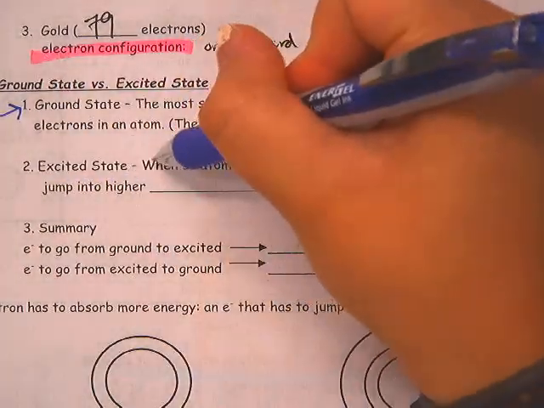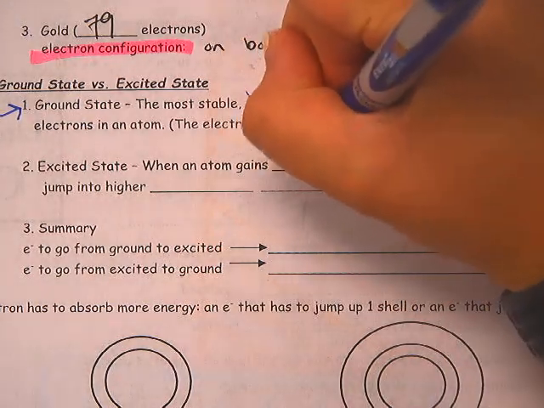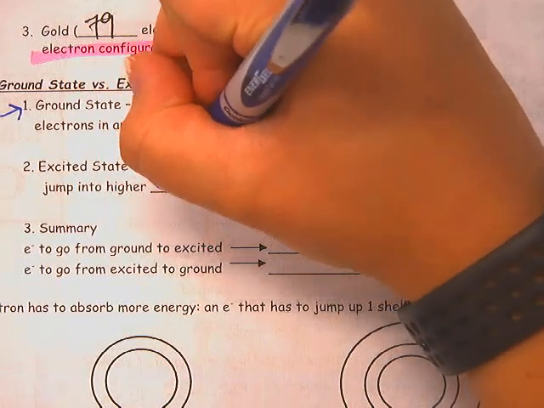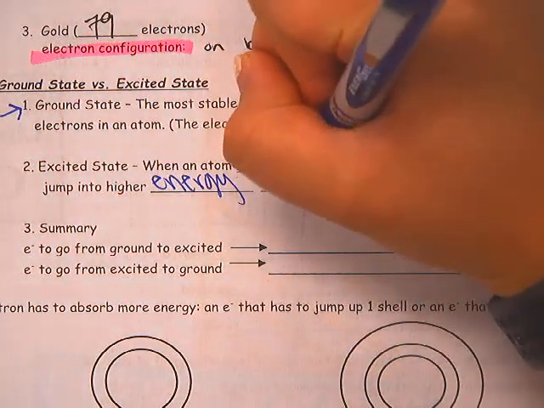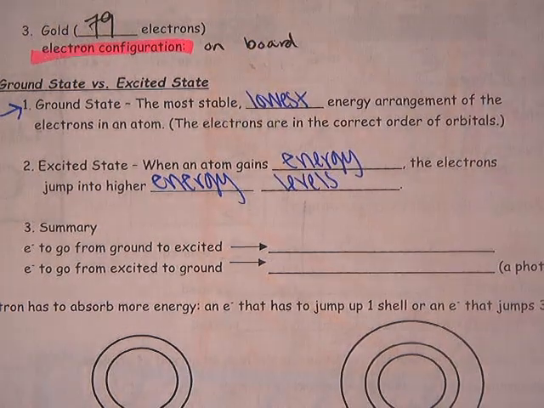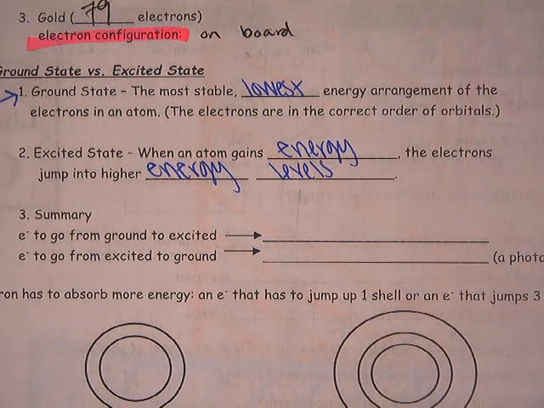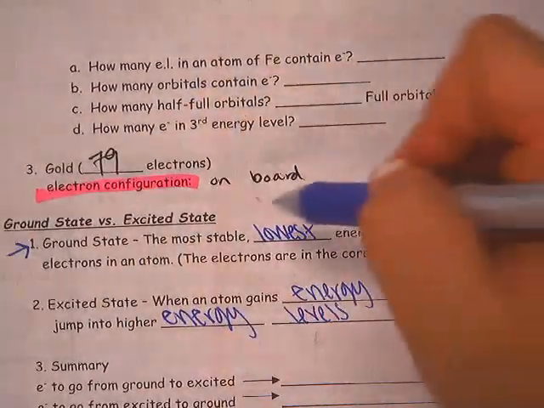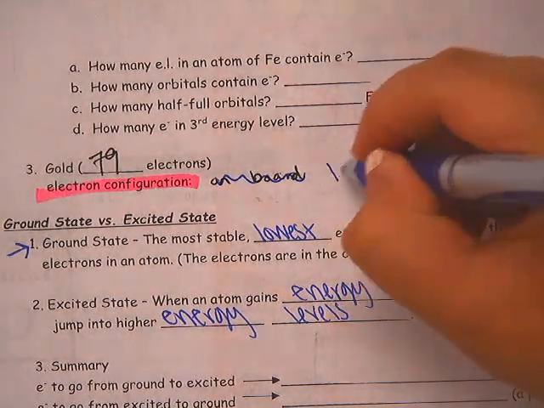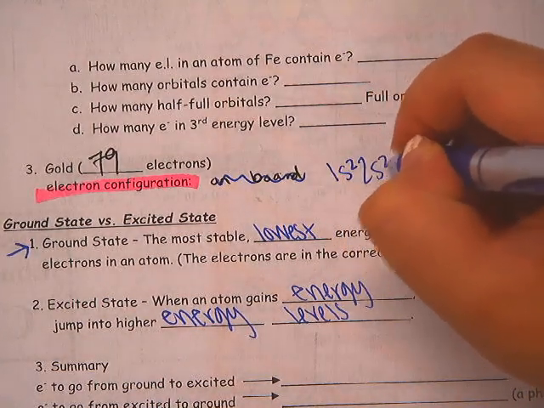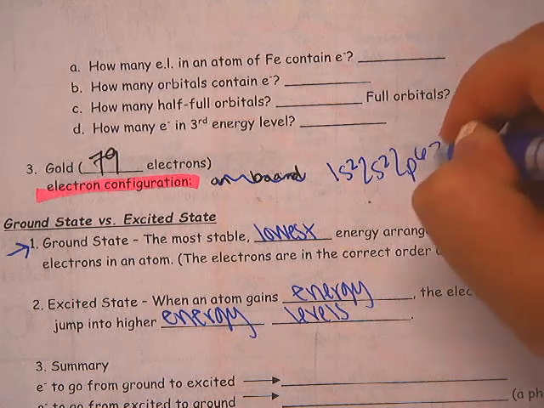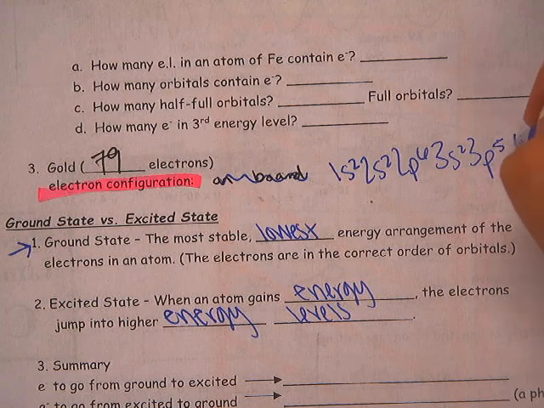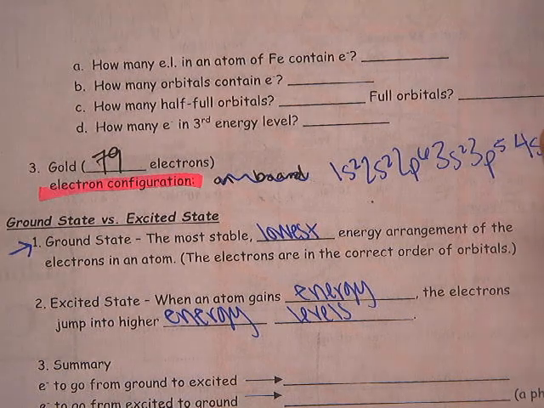So excited state is when an atom gains energy, and the electrons jump into higher energy levels. What this looks like on your electron configuration, which of course I don't have any actually written on here, so let me just do one real quick: 1s2, 2s2, 2p6, 3s2, 3p5, 4s1. Okay.